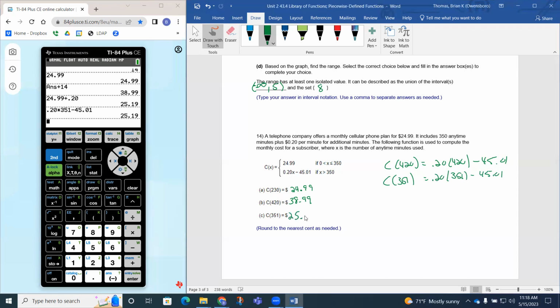So all these answers do say round to the nearest cent. So we do want to carry it out to the hundredths place. So that would be the answers to the application.